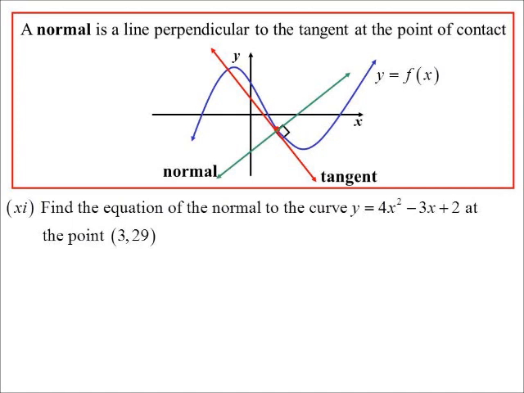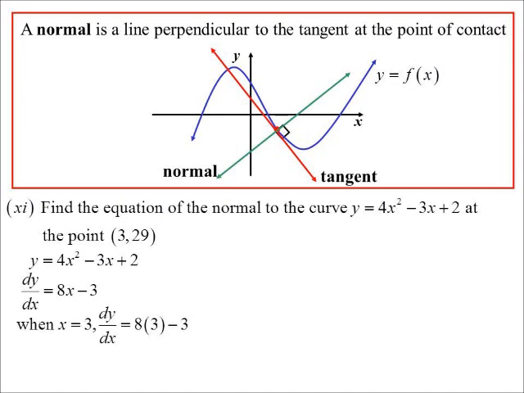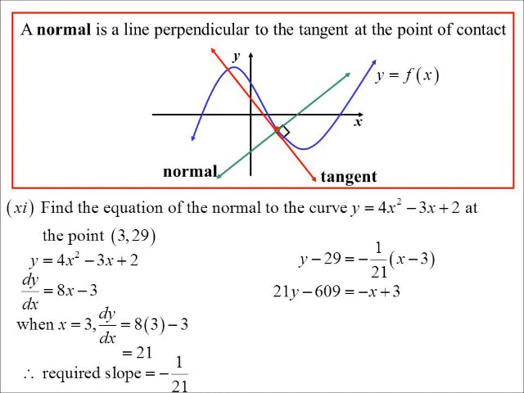Okay, so let's find that equation of the normal. We need to find the slope. So let's differentiate 8x minus 3. So when x equals 3, that's the point we're interested in. We come up with a value of 21. That's the slope of the tangent. So therefore the slope I want is minus 1 on 21. Point slope formula. Ooh, 21 times 29. That's a big number. And there we go.